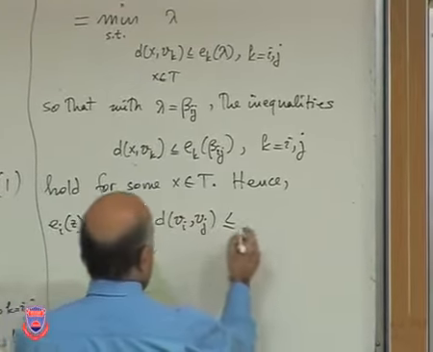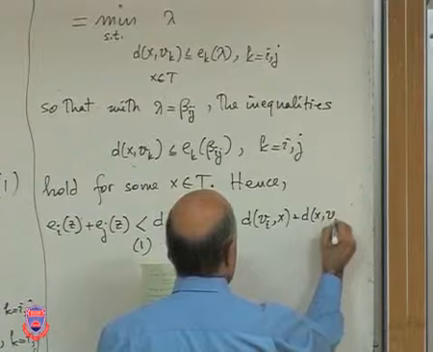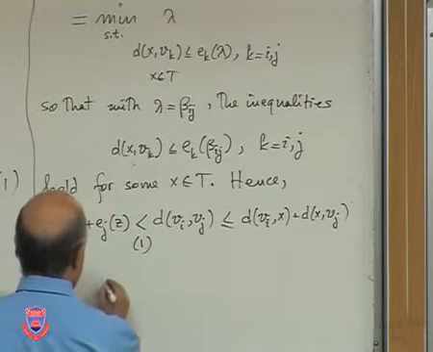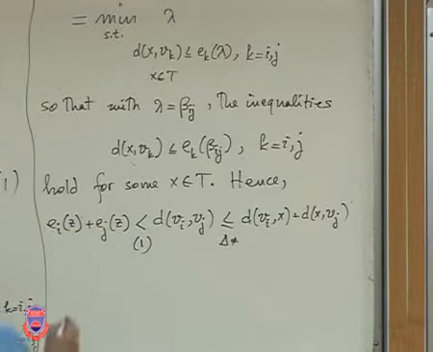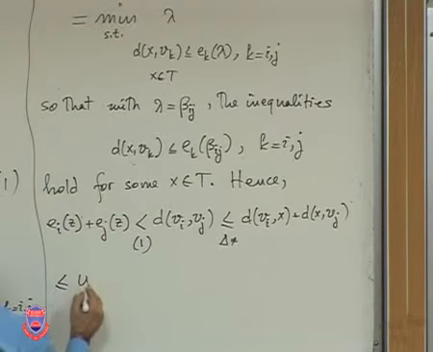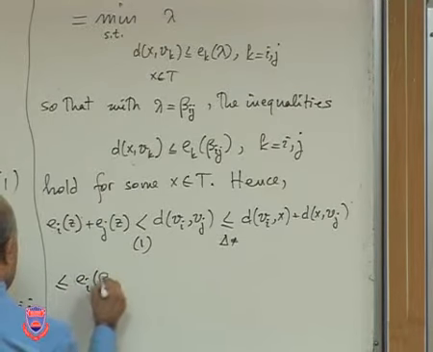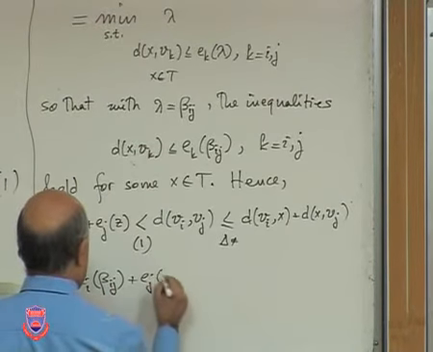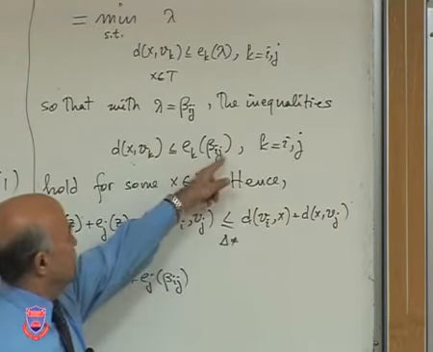Now we know that this distance is less than or equal to the distance from vi to x plus the distance from x to vj. This is due to the triangle inequality. And I know that each of these distances is less than or equal to the upper bounds defined by the e's: ei of beta ij plus ej of beta ij. This comes from here.